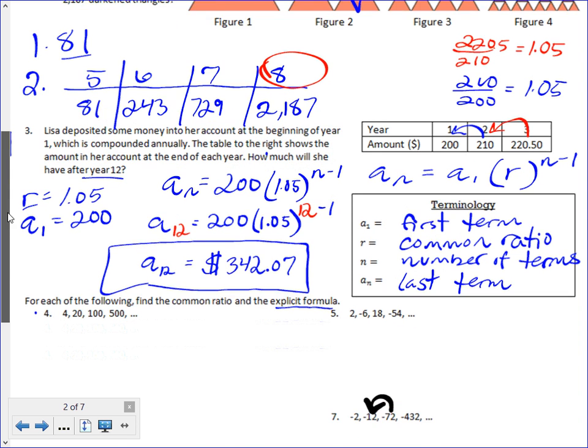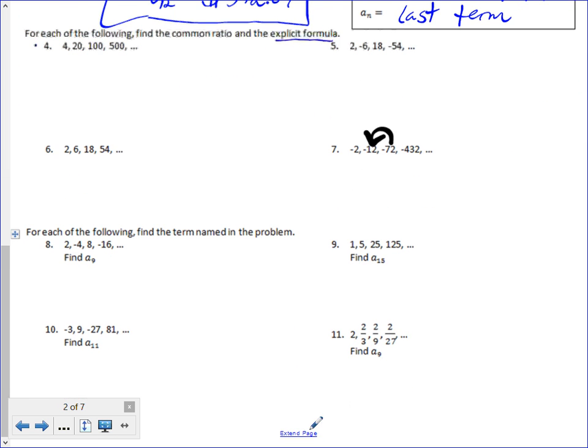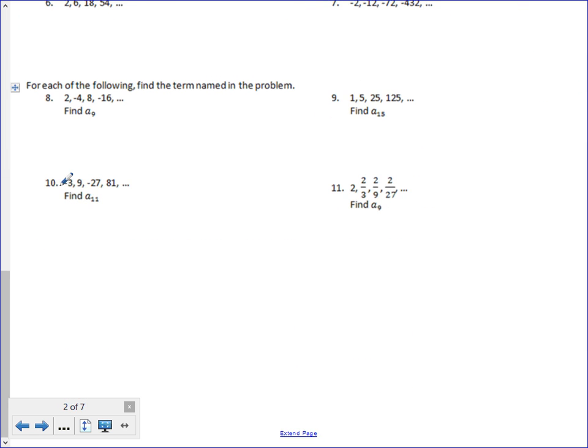Okay. Let's do one more together, and then I'll let you work. Look at number 10. And 10 has a dead giveaway.